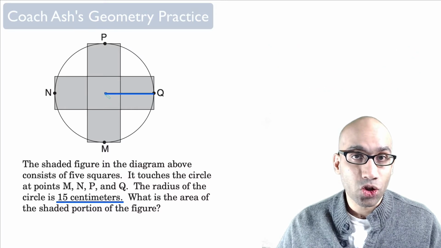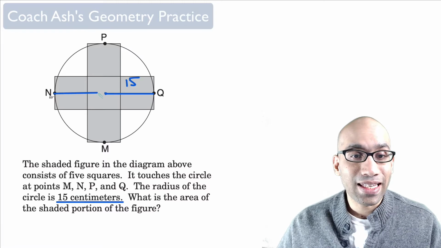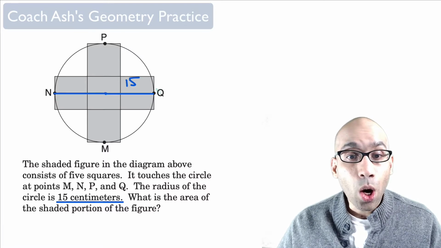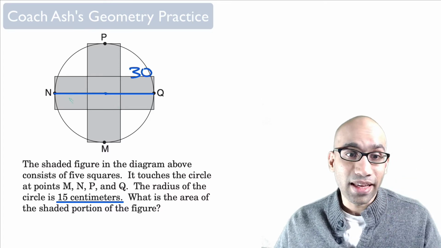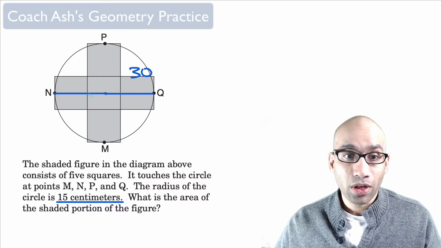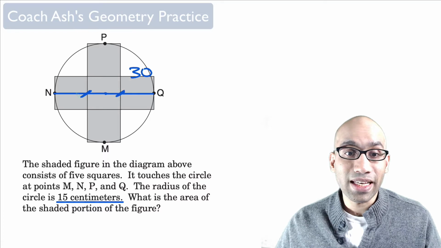So let's say this is the center of the circle. So this is going to be 15. Now let's extend this line over here. So this whole line is the diameter, so it's going to be 30. Now think about this segment here and how it's divided into three equal parts, from end to this point, from here to here, and from here back to Q.